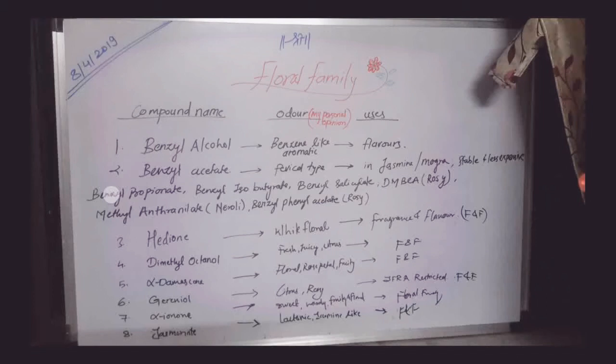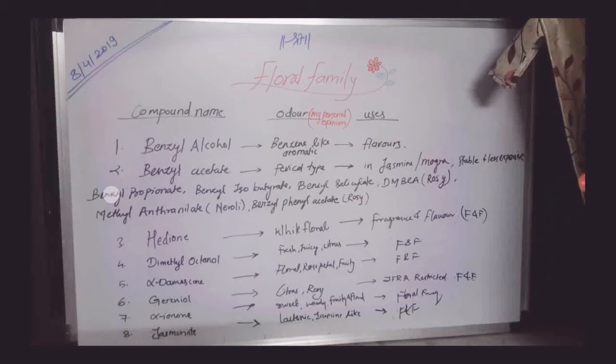All three differ because of their chemical structures, so their odor descriptions also change. In case of alpha damascone, we get a floral, rose petal-like, fruity smell. Next is geraniol. Geraniol has a citrus, rosy character, so it is restricted by IFRA guidelines. What the IFRA guidelines are, I will describe in the next video. Geraniol we can use in fine fragrances and also in flavors.